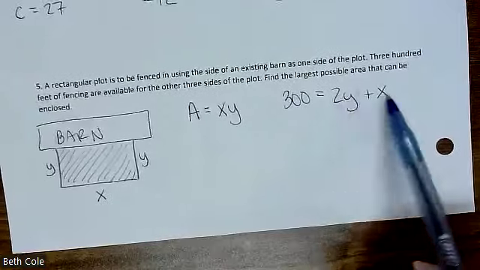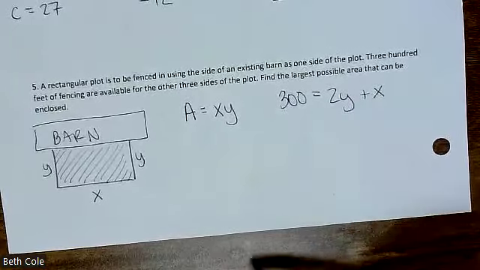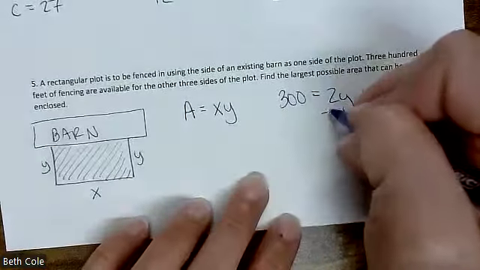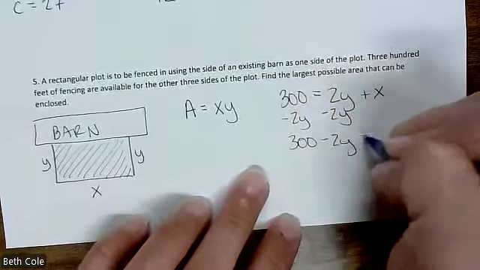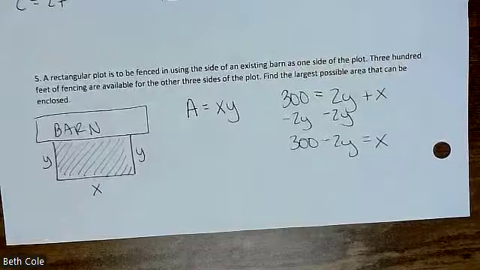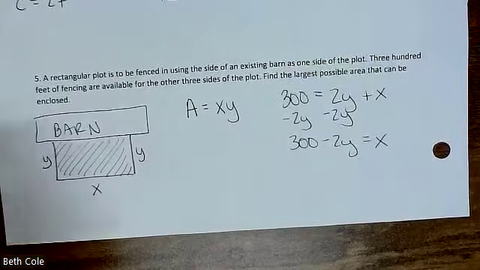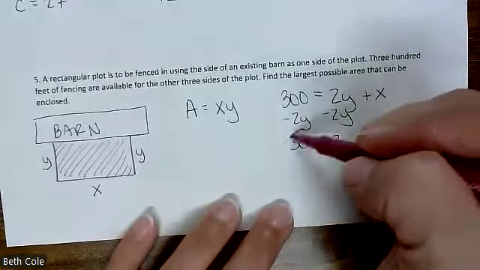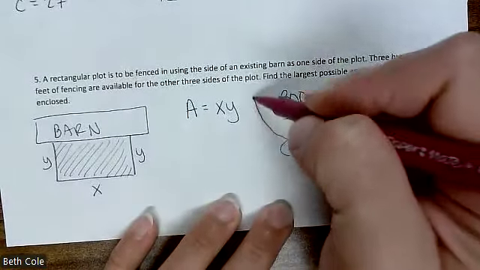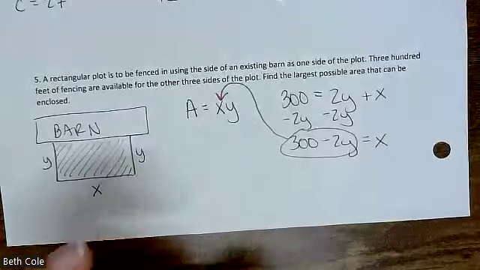Which one would be easier to get by itself? Yeah, the x for sure. So we're going to subtract the 2y over, and we get 300 minus 2y equals x. Probably like, where on earth are you going with this, Miss Cole? Well, what we're going to do is take that and substitute it in for x in the other equation.